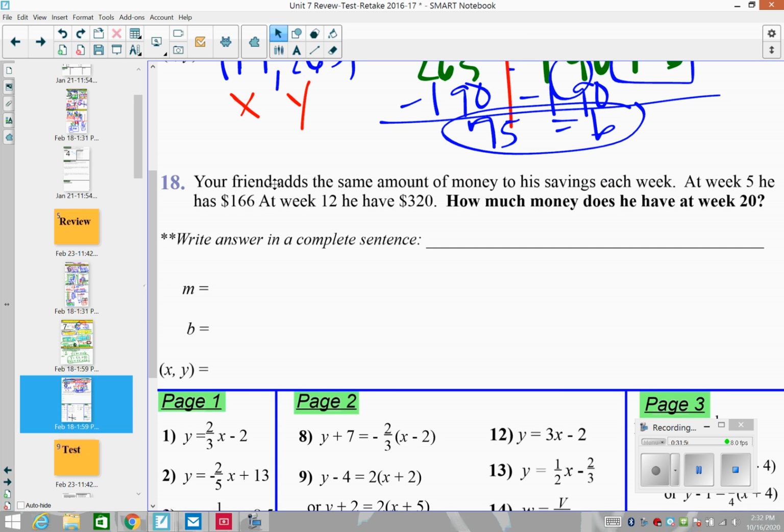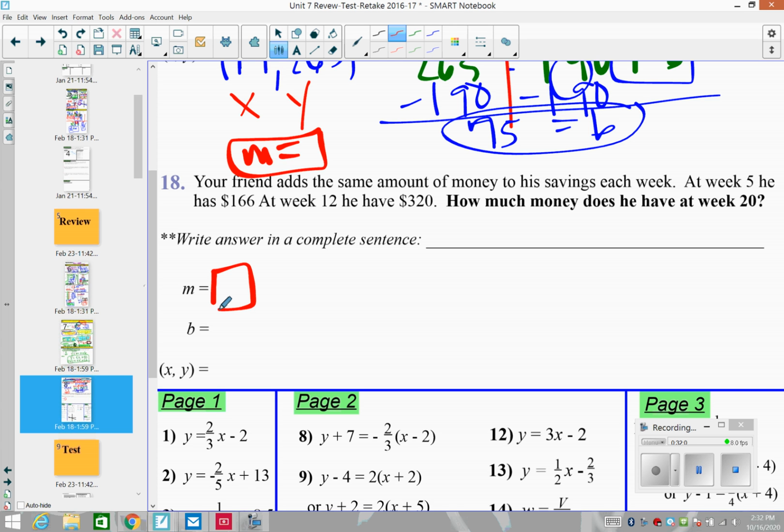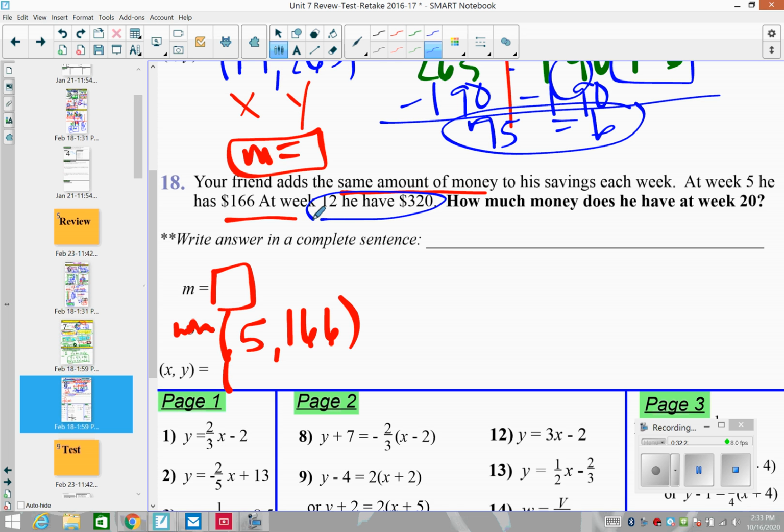Your friend adds the same amount of money to his savings each week. That means the slope is unknown. We don't know the slope because that would be the same amount, right? At week 5, your friend has $166, and we don't know the b either. I'm going to just cross it off right there because I don't have it. And at week 12, your friend has $320. How much does he have at week 20?